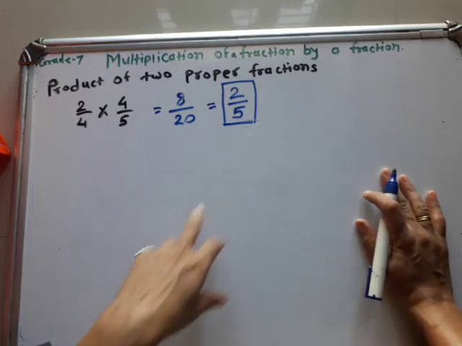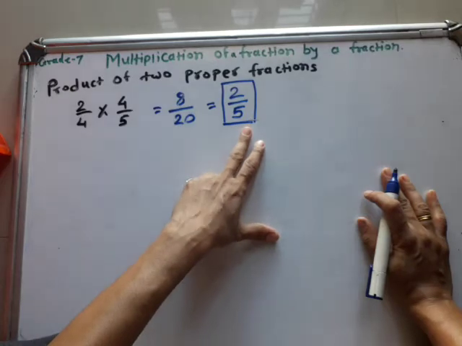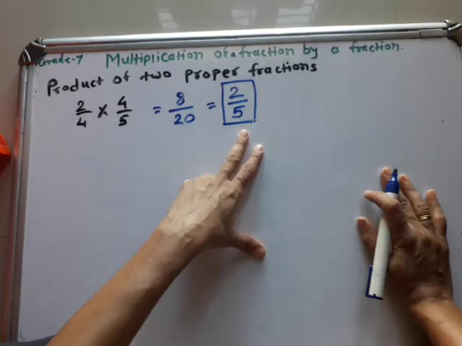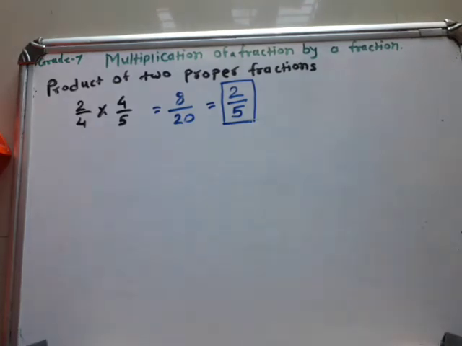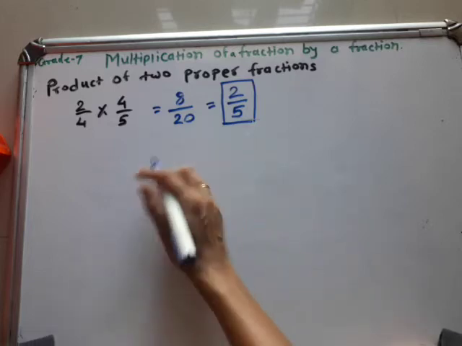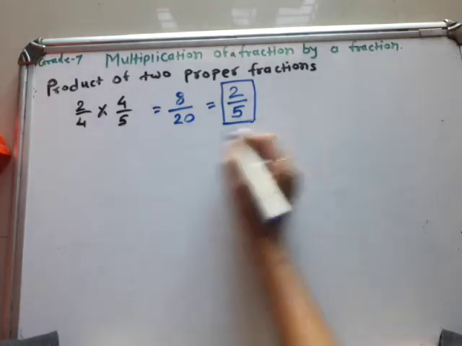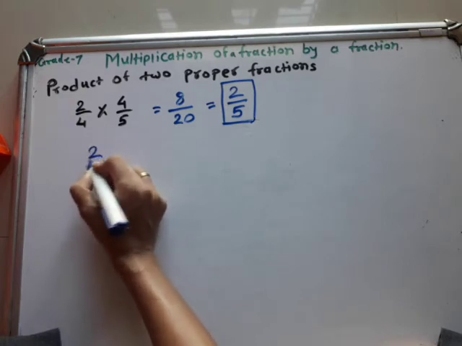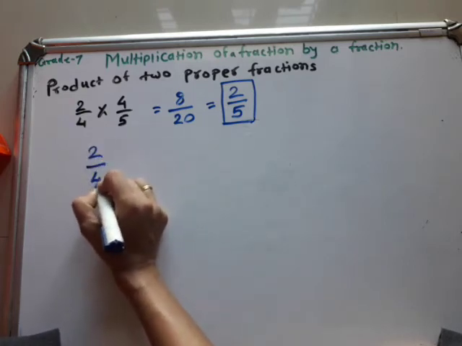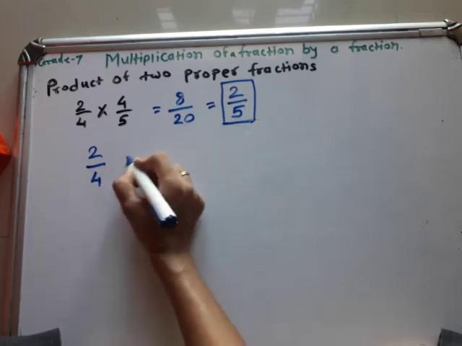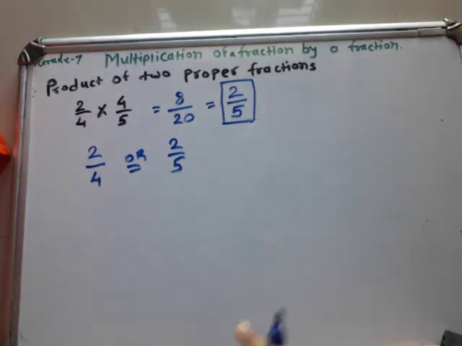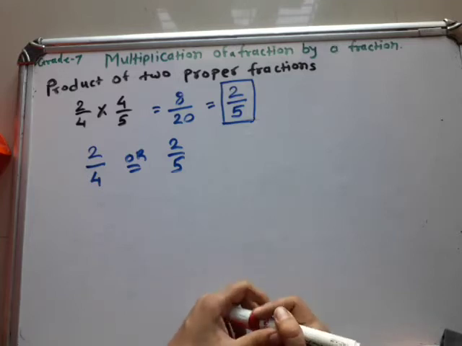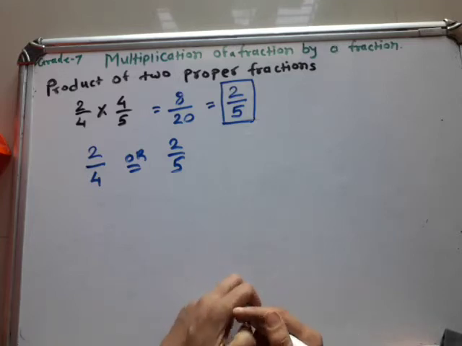See here, always remember this: when we multiply two proper fractions, the product is less than each of the fractions. See here, which is greater, 2 upon 4 or this product, 2 upon 5? Your answer is 2 upon 5. Which is greater here? In the last session, I already told you in Google Meet, when the denominator is greater, then the fraction is smaller. Okay.